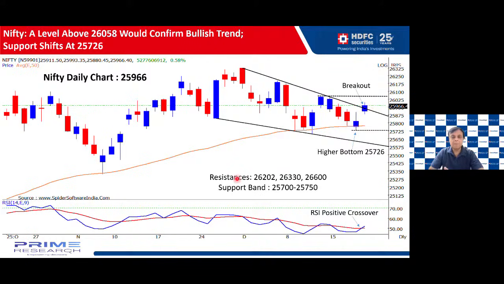So these are the important resistance and supports which you are going to get from our weekly technical report as well. So I will insist all of you to go through our entire weekly report, which is going to be published by today evening. So yes, indicators have also been showing some positive crossovers. So yes, bias is positive in the coming days, subject to some levels to be taken out on the upside.